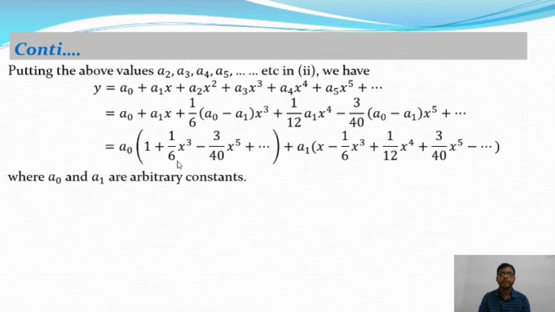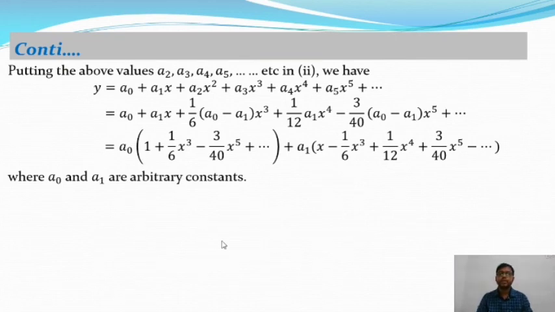y is equal to a0 into 1 plus 1 by 6 into a3 minus 3 by 40 into a5 and up to infinity, plus a1 into x minus 1 by 6 into a3 plus 1 by 12 into x to the power 4 plus 3 by 40 into x to the power 5 and up to infinity, where a0 and a1 are arbitrary constants. So this is the series solution of the given differential equation, and this series solution is in terms of a0 and a1.